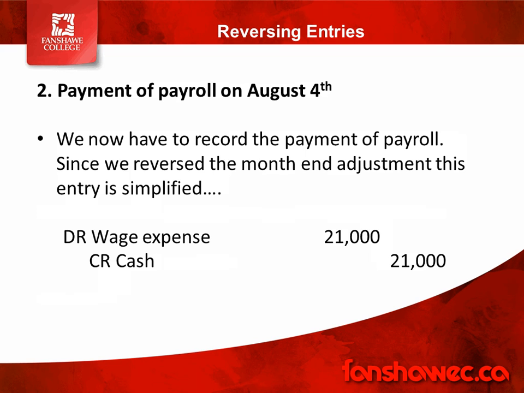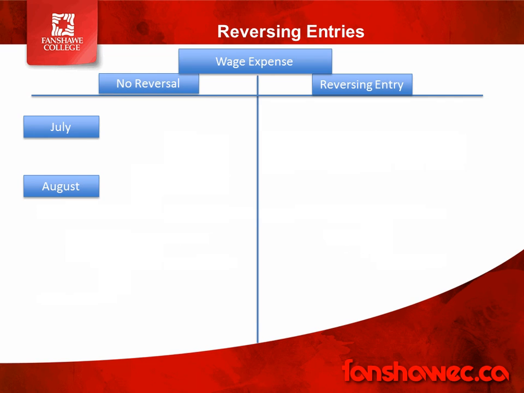So by us reversing the entry, we can tell that person that you don't need to go figure out what we posted as an accrual at the end of last month and reverse it. The only thing you need to know is that every time you pay payroll, you credit cash, you debit wage expense. That's it. So it simplifies this role, right? Because sometimes the person doing this entry isn't quite as experienced as, say, you would be when you graduate, or someone with more of an accounting background, right? So, and again, like I said, there's no net difference on how this impacts our statements.